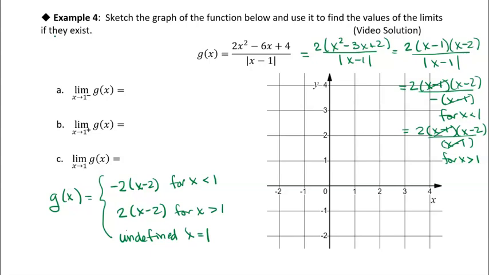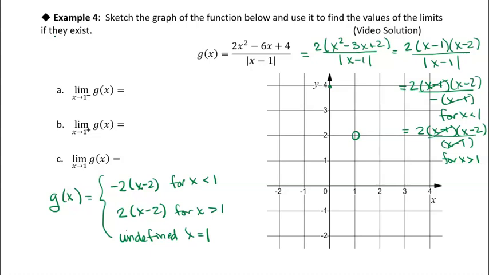Now, these are just a couple of lines, right? I could distribute that -2, and it would be -2x plus 4. Okay, so when x is less than 1, it looks like a line that has a slope of -2 and a y-intercept of 4. So I'm just going to draw what that looks like. Now, at 1, it's actually undefined, so I'm going to put an open circle.